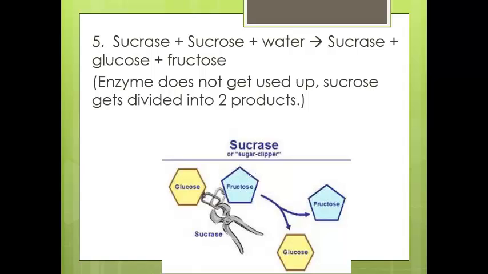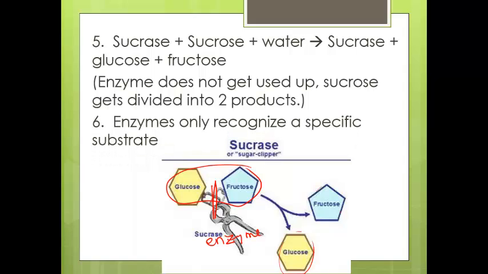So if this is my sucrose molecule, and I take my enzyme, this pair of scissors here, what it does is break the bond holding these two together so that fructose can be by itself and glucose can be by itself. The enzyme doesn't get used up. You can use that same pair of scissors again for the next sucrose molecule, and again for the next one. So you don't use the enzyme up, they are reusable. But the enzyme can only recognize one specific substrate, like I mentioned in the previous slide.